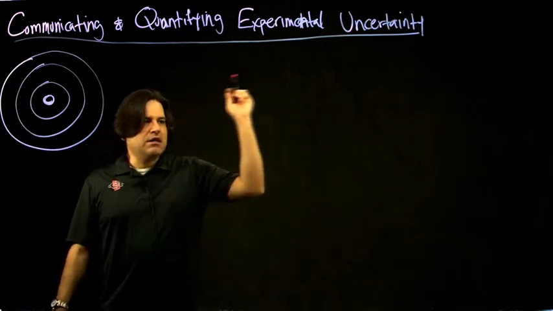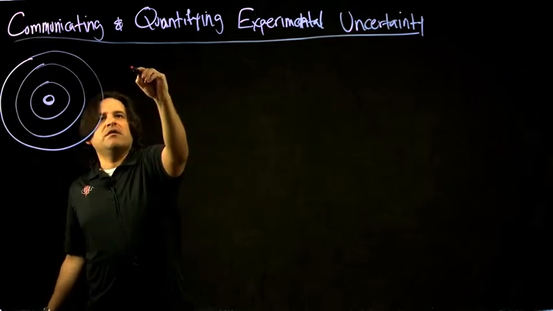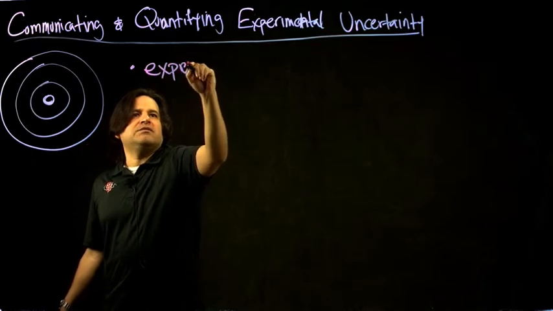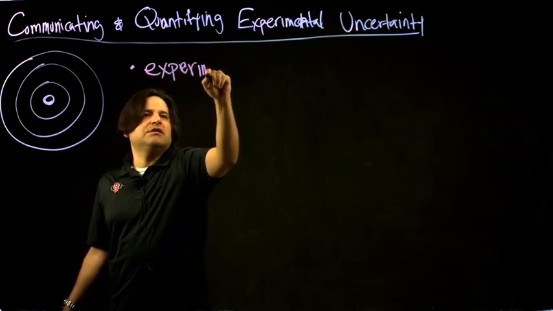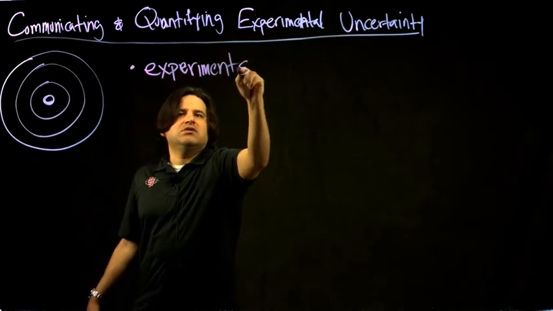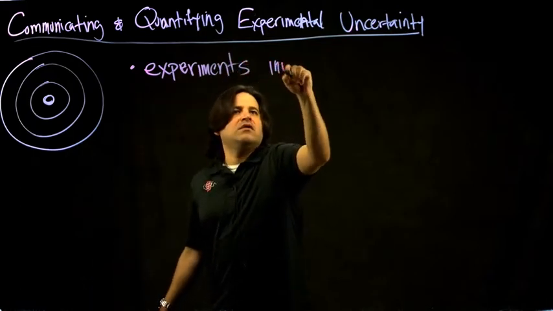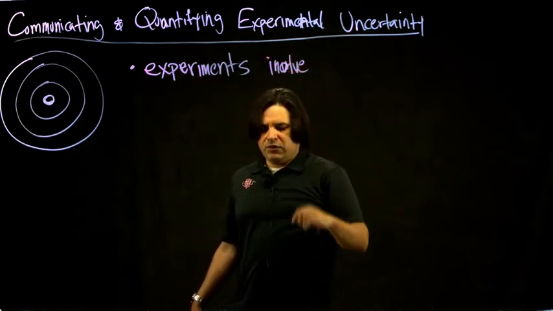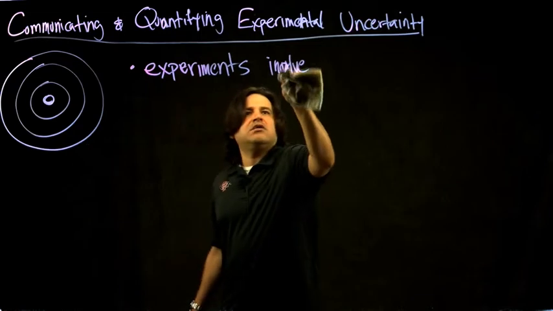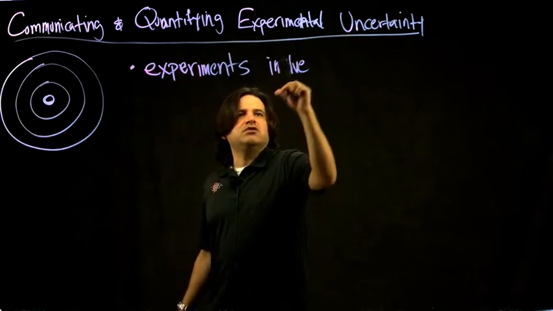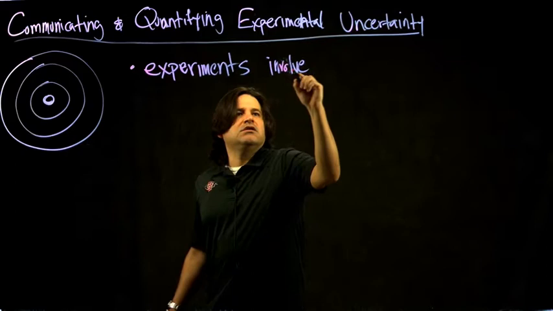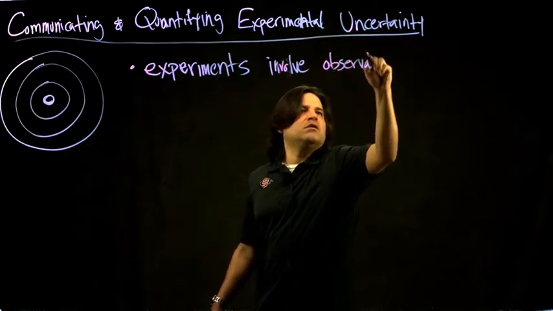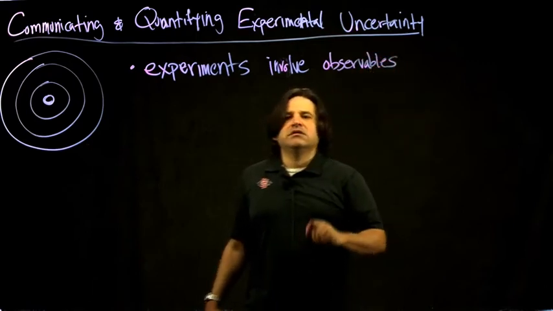So, anytime you take a measurement, this is important. And of course, when you're doing an experiment, experiment pretty much means taking measurements to answer a question. So experiments involve observables. If you want to answer a question using an experimental test, you have to observe something that you can use to make a conclusion. So experiments involve observables to help you get an answer, to learn something.